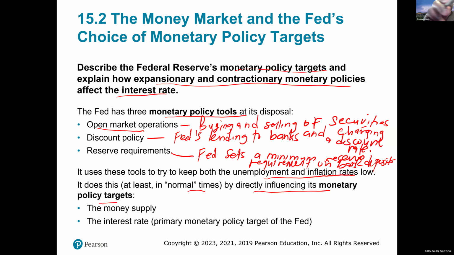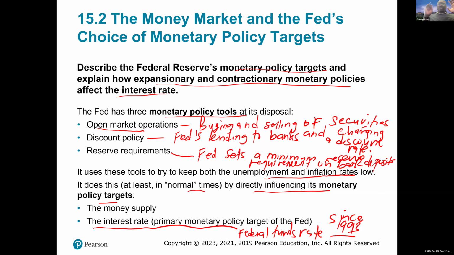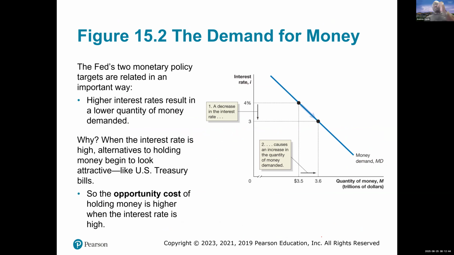But the primary monetary policy target of the Fed since 1993, the Fed used to target the money supply, but since 1993, the Fed has set a target on interest rate, and the interest rate that the Federal Reserve targets is what we call the federal funds rate. I'm going to talk about it shortly. But before I talk about it, let's talk about the broader money market. When I say money market, that's a market where we determine the market interest rate.